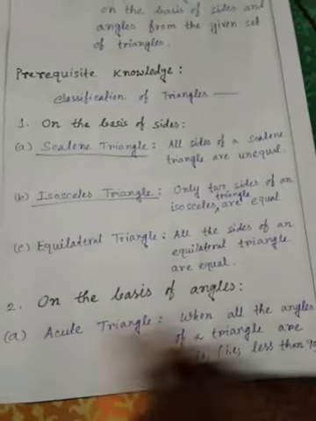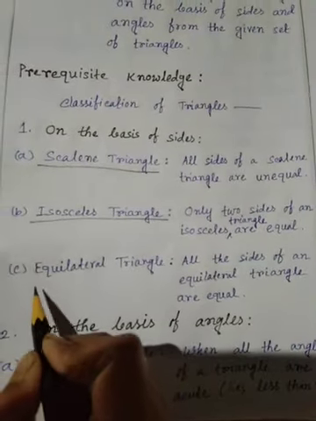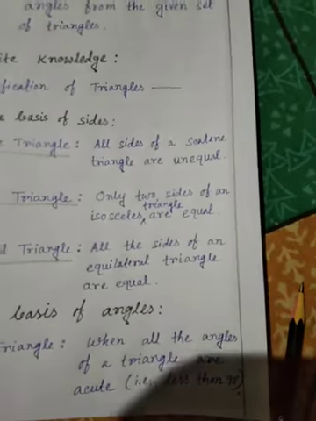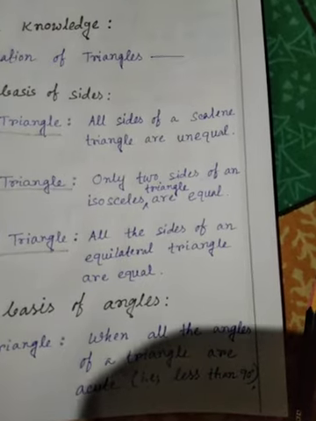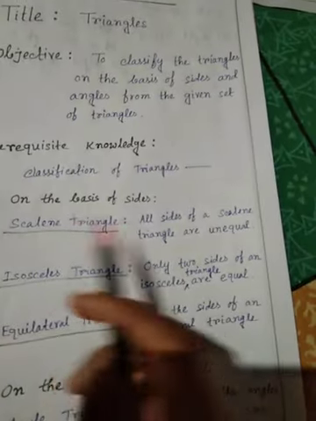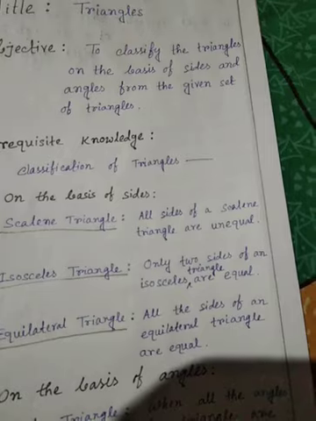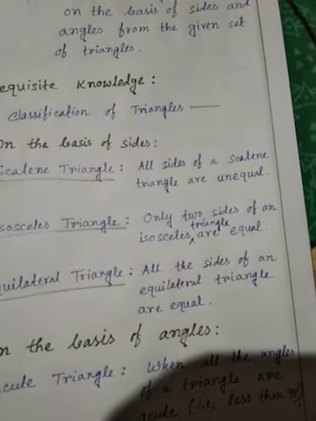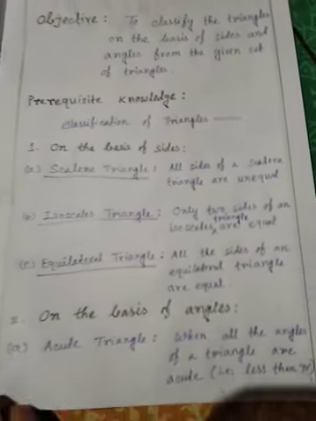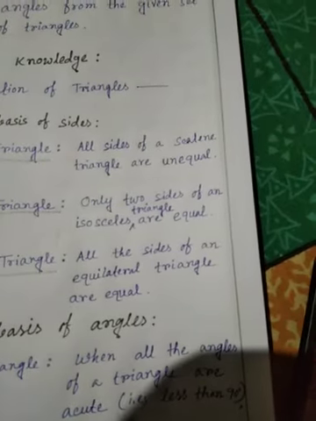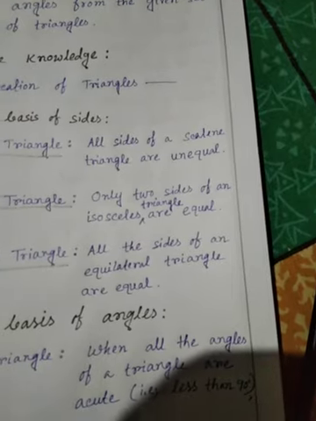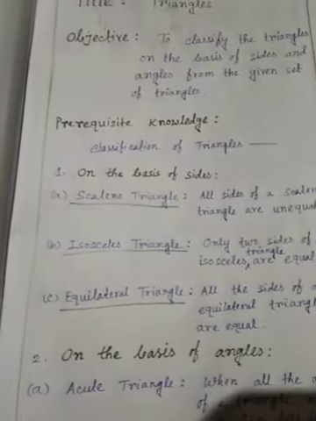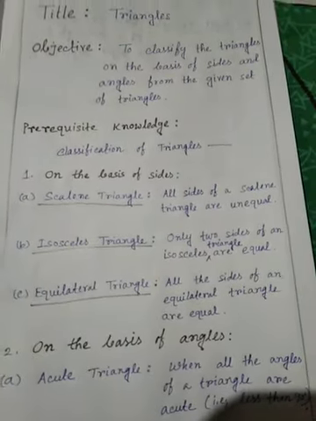Now the third one, equilateral triangle. All sides of an equilateral triangle are equal. So first, for a scalene triangle the three sides will be different. For an isosceles triangle, out of three, two sides must be equal. And for an equilateral triangle, all the three sides should be equal. Okay. So on the basis of sides, we have to know these three triangles.